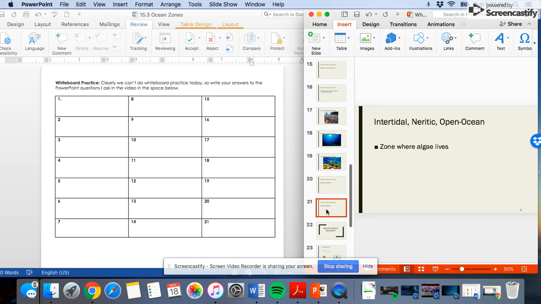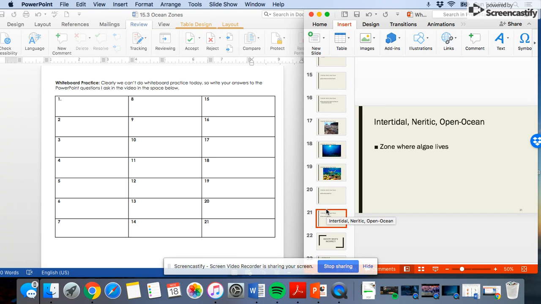And then last but not least is the zone where algae lives. Could push pause. This one's hard because algae could actually be a little bit everywhere. Sometimes it's found in the intertidal zone. It's also going to be found in the neritic zone. And so anything you put would be fine there.